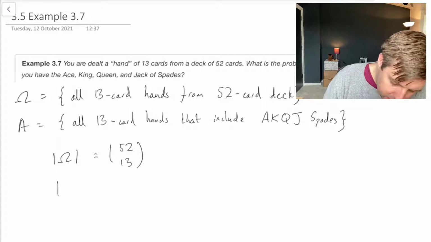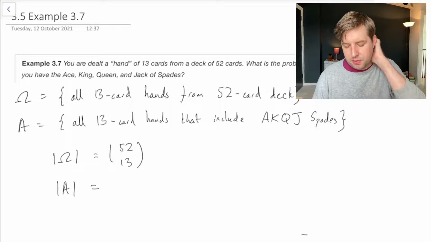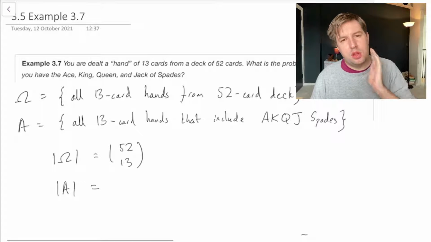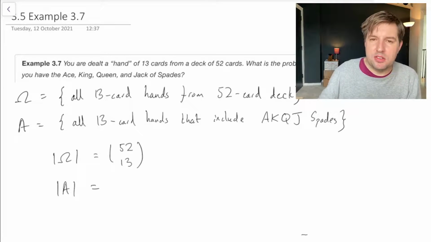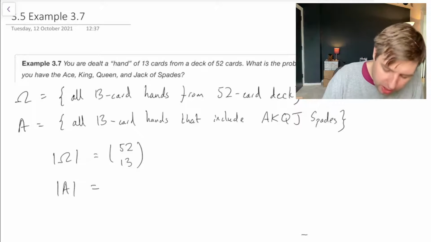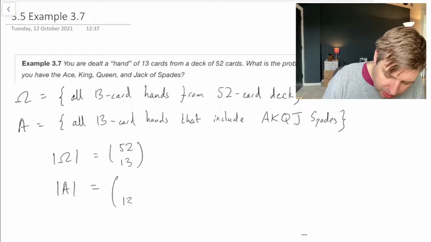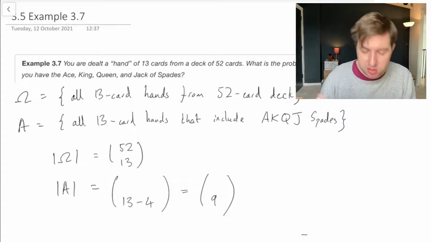What about our event A, that we have the ace, king, queen, jack of spades? One way to think about this is pretend you've been given the ace, king, queen, jack of spades. Then what can you say about the rest of your hand? Well, you need another 13 minus 4 cards, which is 9 cards. And how many cards are available? There were 52 cards in the pack. You've got the ace, king, queen, jack of spades, so there are 48 left.